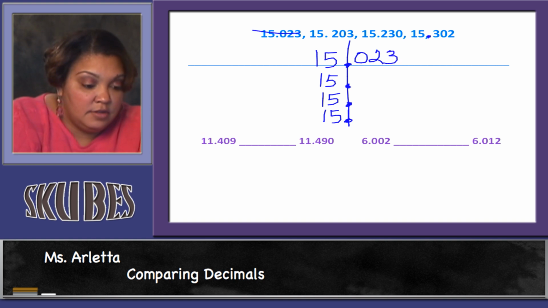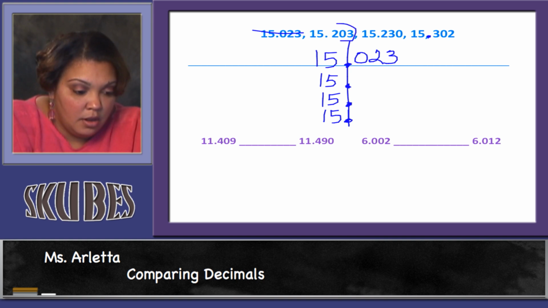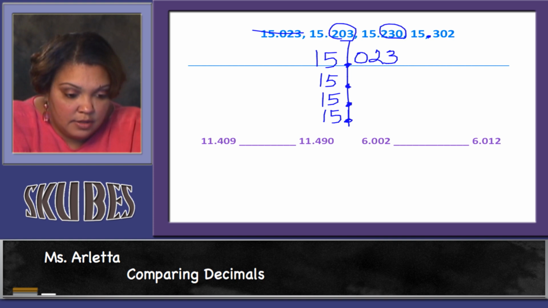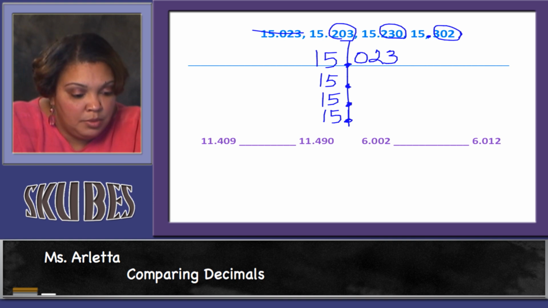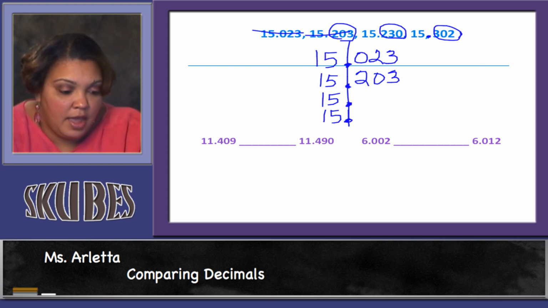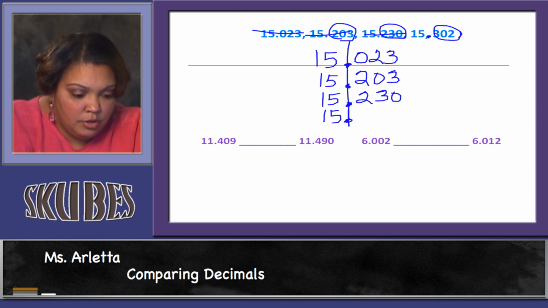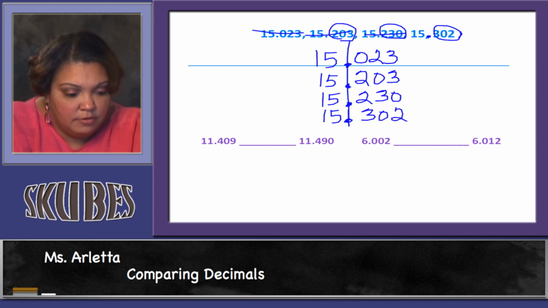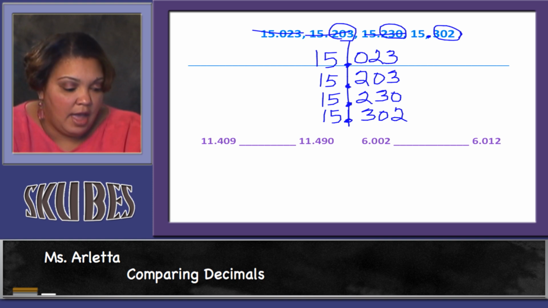And now the next number out of 203, remember we're only focusing on the number to the right of our decimal point. I see a 203, I see a 230, and I see a 302. So the next lowest number would be 203. And after that, 230. And after that, 302. And now we have placed our decimal numbers in order from least to greatest, which is our lowest number to the highest number.